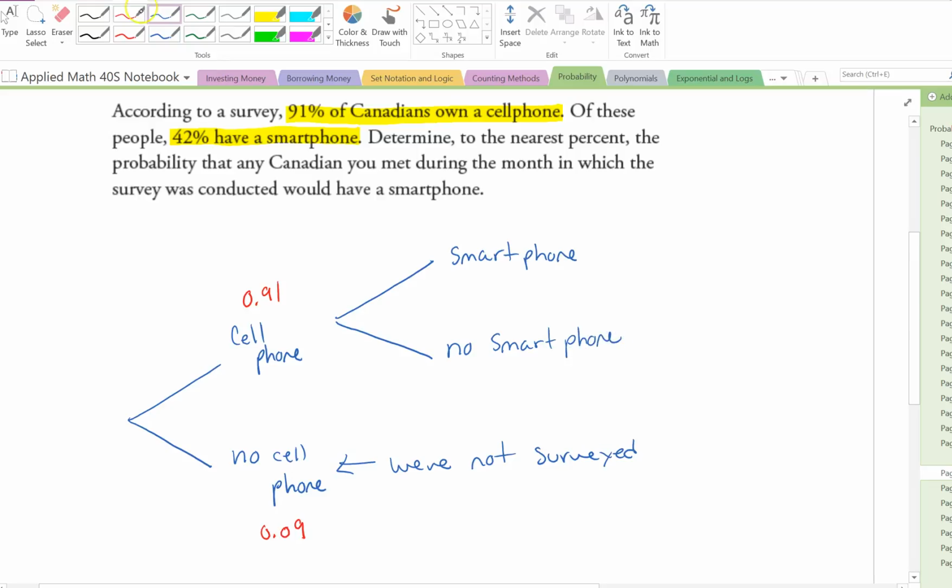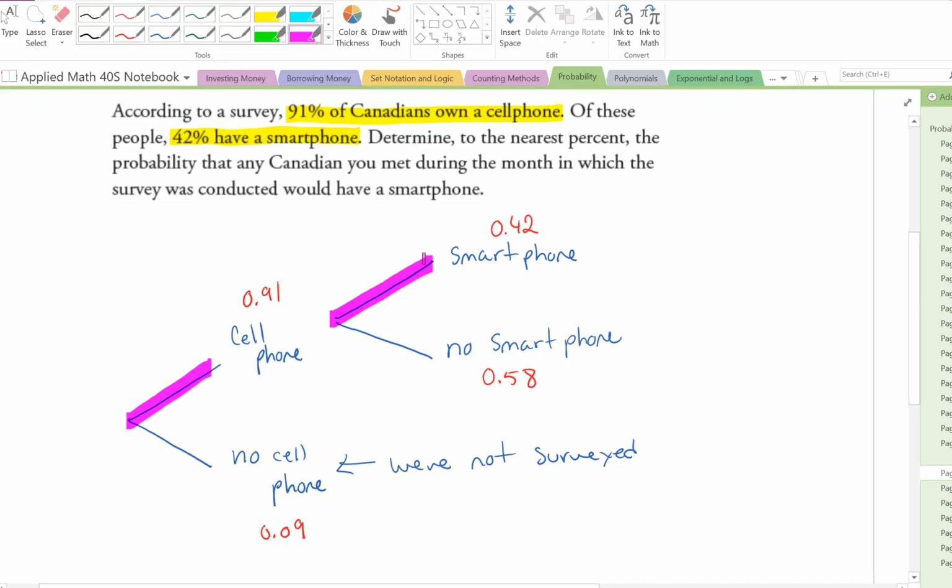And again, two pieces of information. The fact that the people who have a smartphone, that's 42%. So the leftovers would be 58%. But what are we being asked to figure out? We're being asked to determine, to the nearest percent, the probability that any Canadian you meet will have a smartphone.